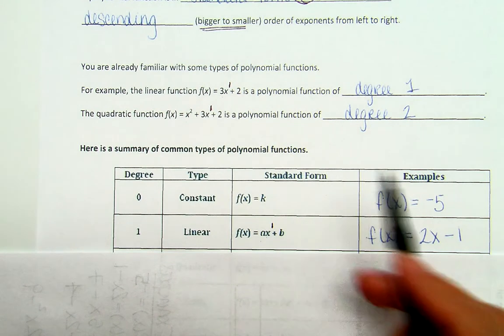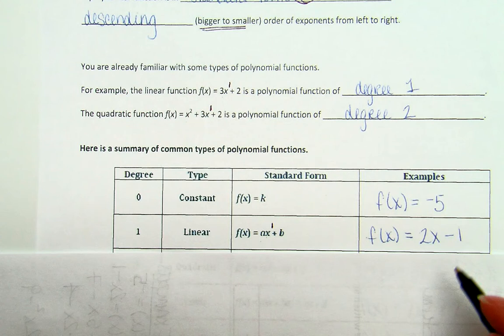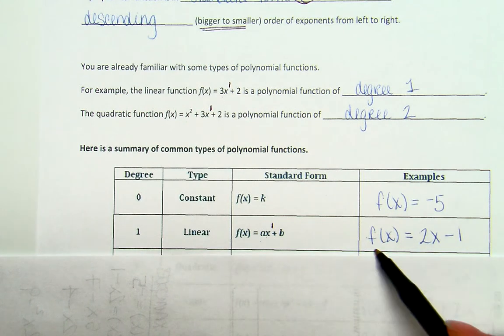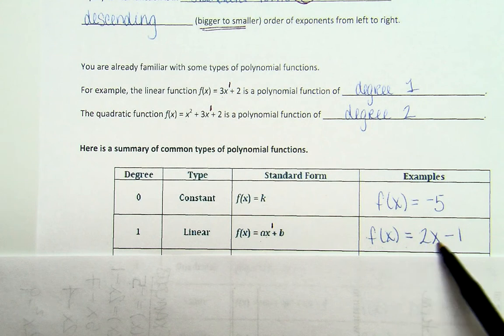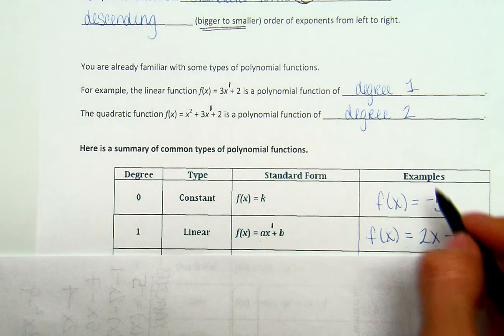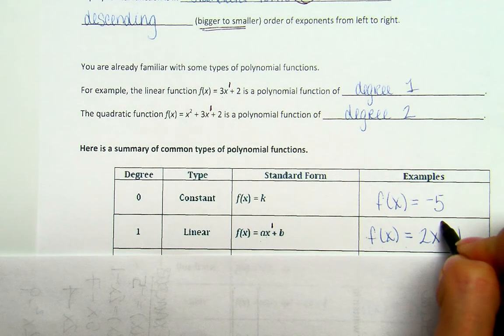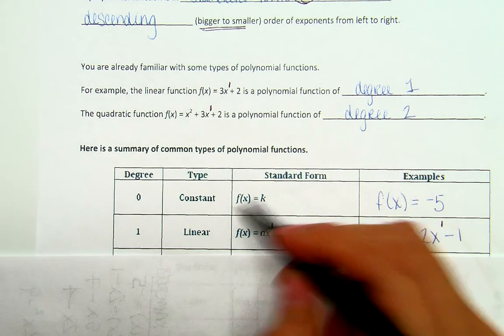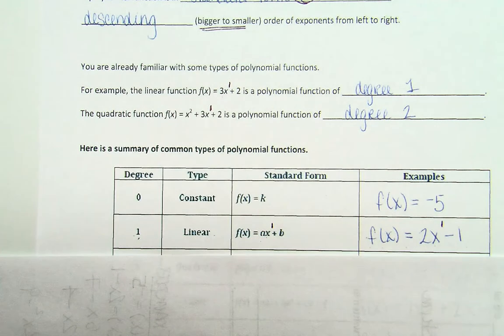And the plus b in this case, that a sub 0 that we called it before, is going to be our constant term. So an example of this would be f of x is equal to 2x minus 1. And if you were given this type of example, you know because this x has an invisible 1, that's our highest exponent. Degree 1 would be considered a linear function.